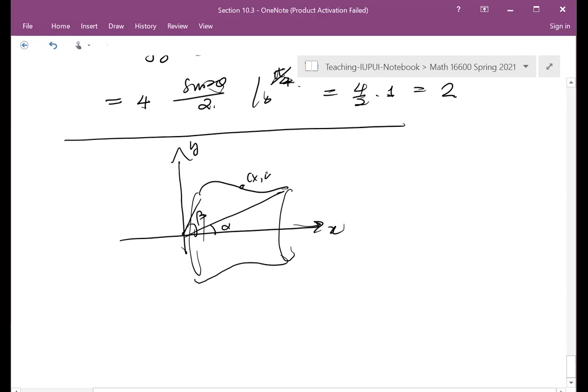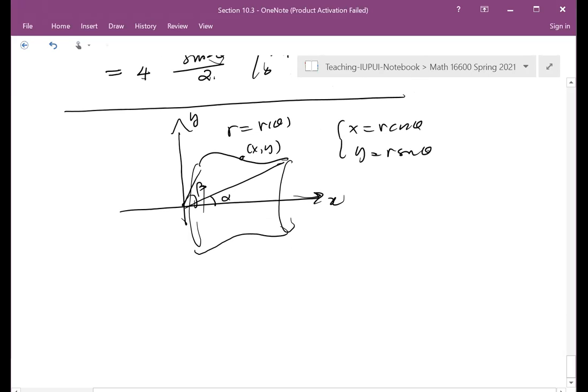Here's the point, x and y. We know that x equals r cosine theta, y equals r sine theta. But this is a polar curve, so r is going to be a function of theta. So you can set up an integral for the area of the surface generated by this polar curve about the x-axis. The area is going to be the integral of 2 pi r ds.